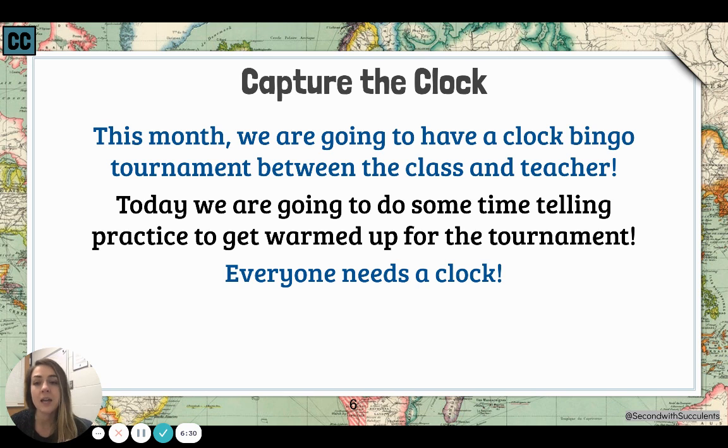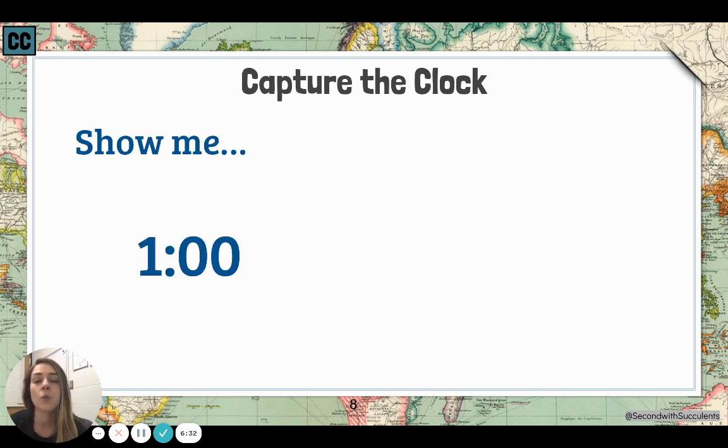And we've already talked about the flags, and now we're going to capture the clock. So we're going to think way back, and this is the part where I want you to just write down the number that I want you to show me, and then do it on your clock app after. So I want you to practice showing me 1 o'clock. Maybe on a piece of paper right now, you write 1 o'clock, and then after this video, you practice doing it. Okay?